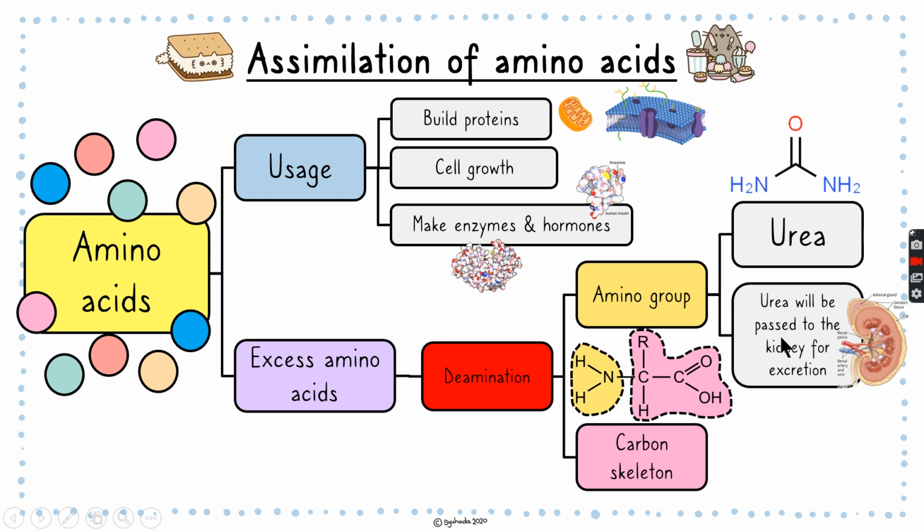This urea will be passed to the kidney for excretion. Urea will only be removed at the kidney. It's not going to be removed from the liver. The liver only carries urea. So urea is added to the blood at the liver, and then it's transported to the heart, and the heart will then transport it to the kidney, and that's where excretion occurs. That's when it's removed in the form of urine.